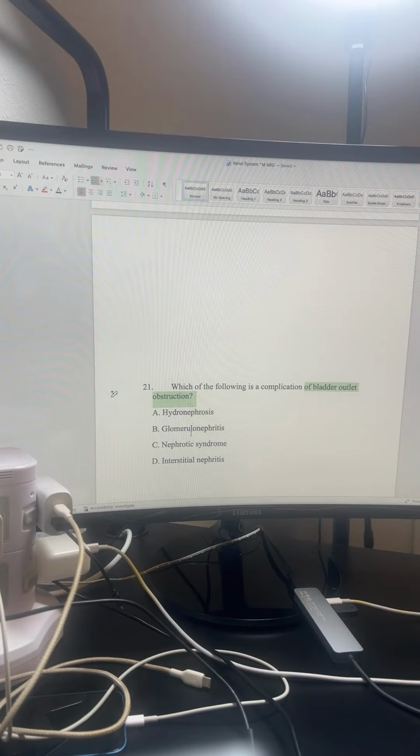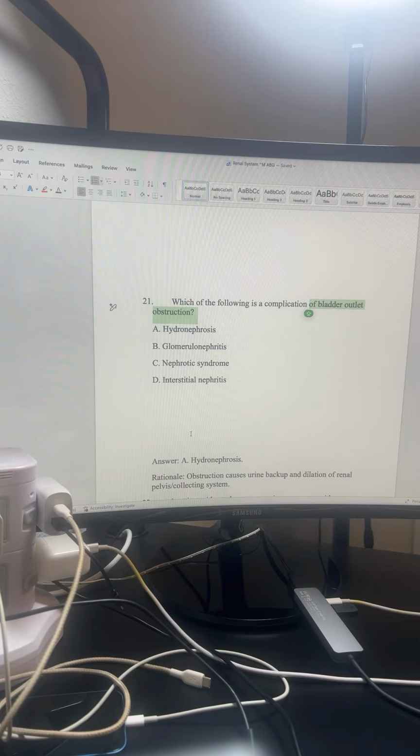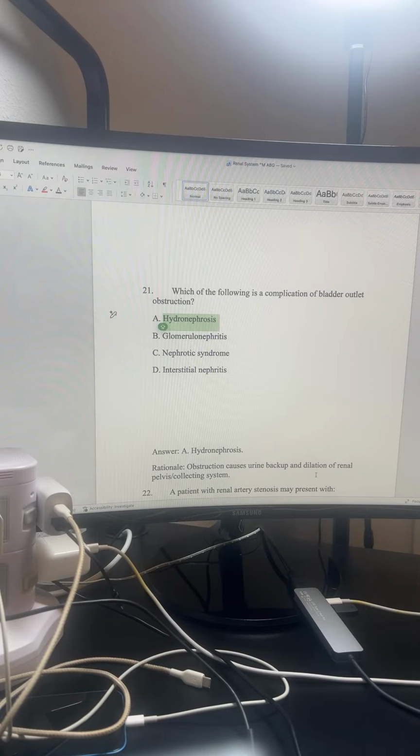All right, so you're thinking of a blockage at the outlet there. So you have your hydronephrosis. Obstruction causes urine backup and dilation of the renal pelvis or the collecting system. That's hydronephrosis. So the complication of bladder outlet obstruction is hydronephrosis. Anything that is preventing the urine from flowing properly, like BPH, any prostate problem, or urethral strictures, can cause problems with the outlet. All right.